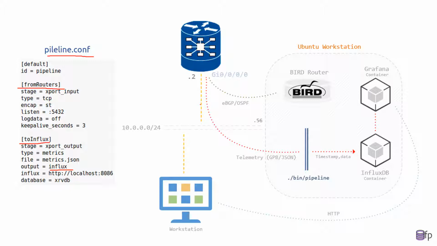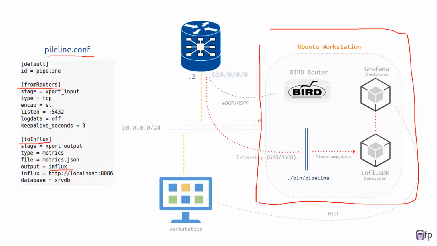Now, if you take a look at the diagram, everything except the XRV router is going to live inside my Ubuntu VM. So this over here is the virtual machine. I'm running both Pipeline and Bird directly from the Ubuntu, while Influx and Grafana are going to be Docker containers. Everything except the XRV has the 10.0.0.56 IP, which is the Ubuntu, and we're going to use different ports to access each one of the services on the 56 IP.